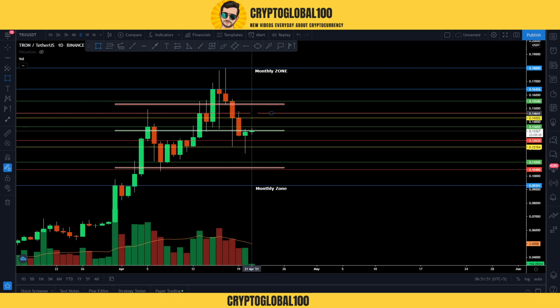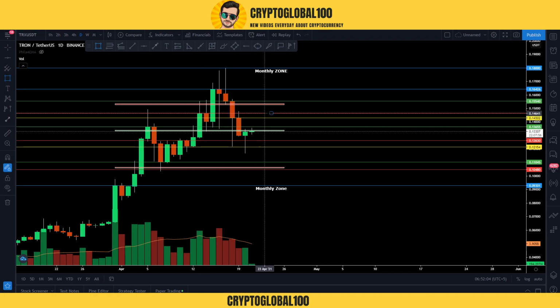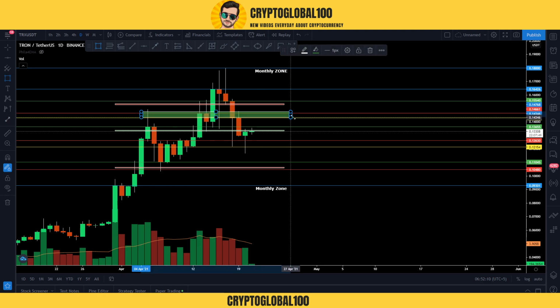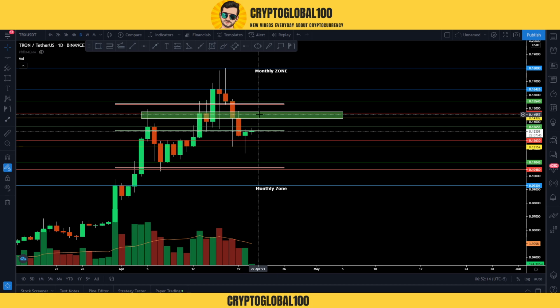We need to break this level of 0.146, because you can see here there are good wicks going through this level. This is the first resistance zone. We can call this a supply zone as well. If we make this zone as this, we need to break through this, and it might retest back and we're going to move like this.